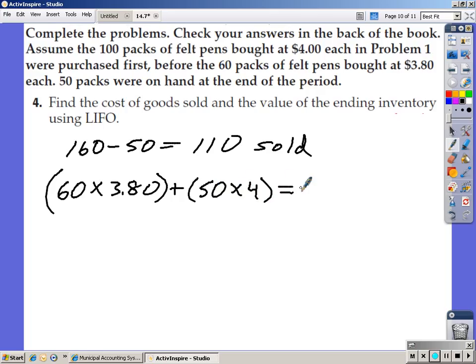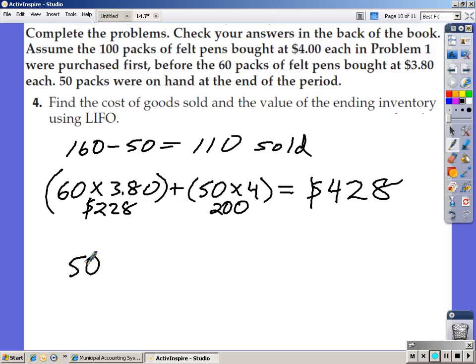Okay? So 60 times 3.80 is 228. 50 times 4 is 200. So that means my cost of goods sold are $428. Okay? Now, to find the value of my ending inventory, I still have 50 remaining of my $4 variety. 50 times 4 is 200. That's my value of the ending inventory. All right?